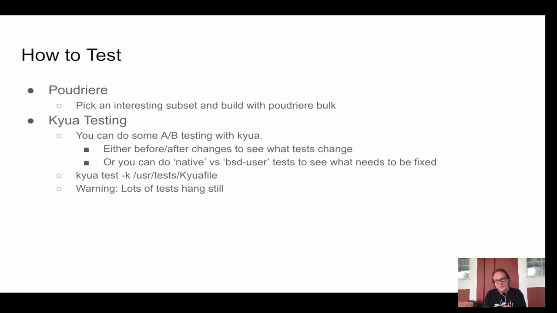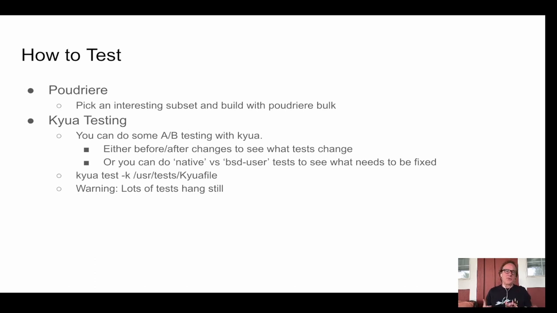The other way you can test is you can run QA. FreeBSD has a number of QA tests. There's like 10,000 ballpark tests that you can run. We pass about 7,000 or 8,000 of them right now, which is good.